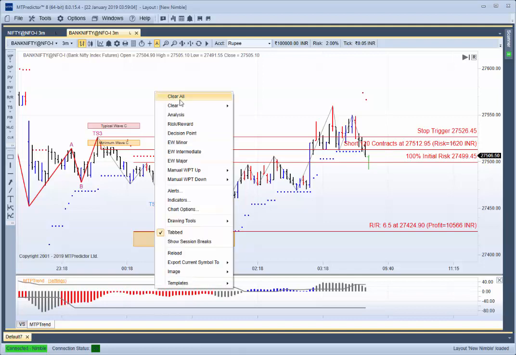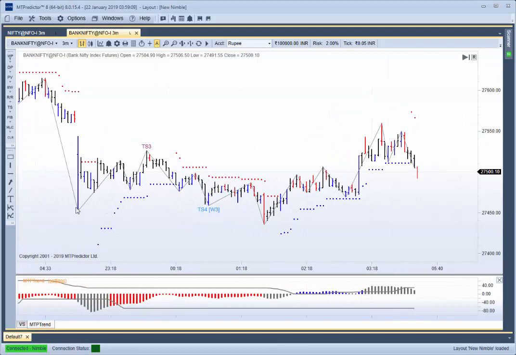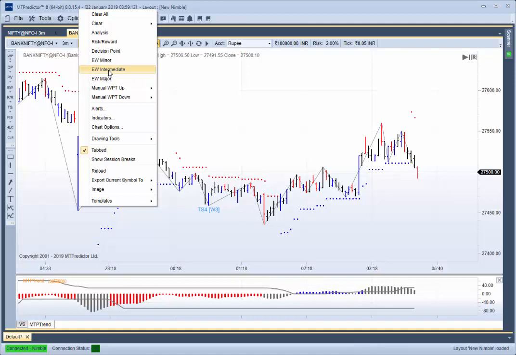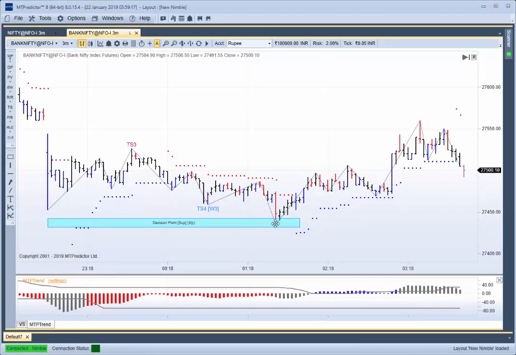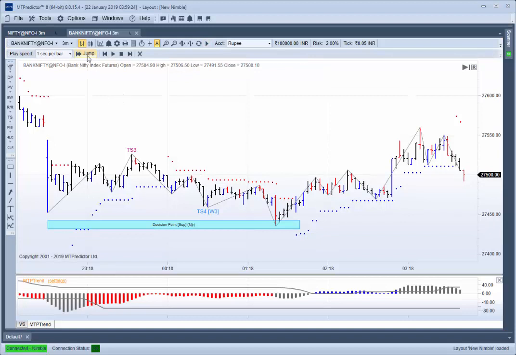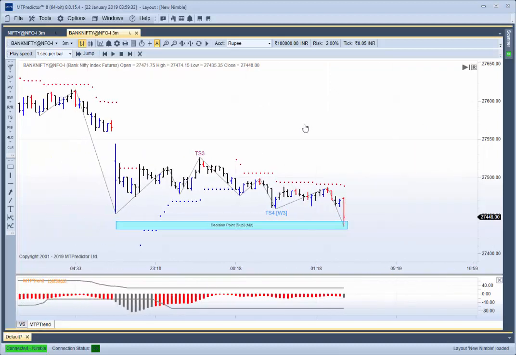So if I clear the chart off and have a look down here, I'll right mouse click off this previous low and do decision point, and you can see that we had major decision point support coming in here. Actually, what I'll do first is use our training mode to see as we jump down into this low down here. Just jump to here.